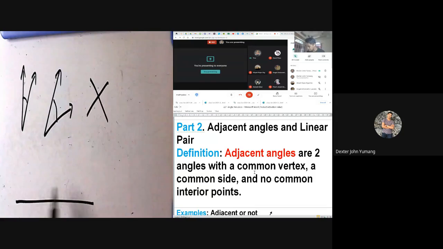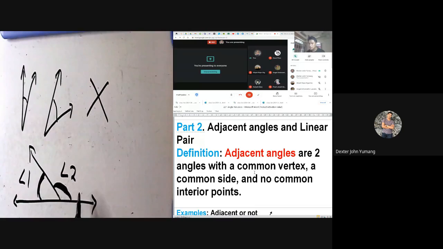For example, this is the first angle. Allow me to name this as angle 1. And this is the second angle. Allow me to name this as angle 2. So yan po yung sinasabi ko na adjacent angles. This is the first angle. This is the second angle. Adjacent po siya kasi magkatabi sila.